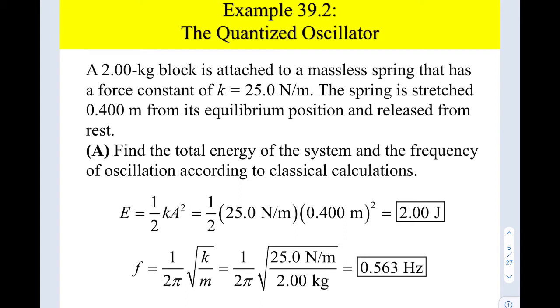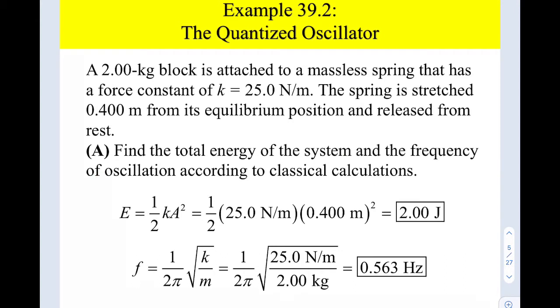Example 39.2, the quantized oscillator. A 2 kilogram block is attached to a massless spring that has a force constant of k equal to 25 Newton per meter. The spring is stretched 0.4 meter from its equilibrium position and released from rest. A.